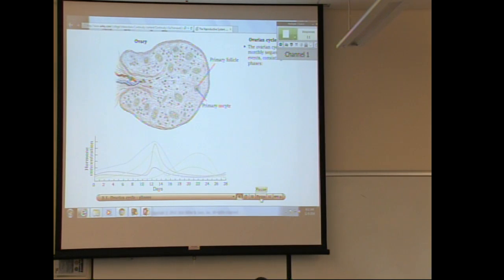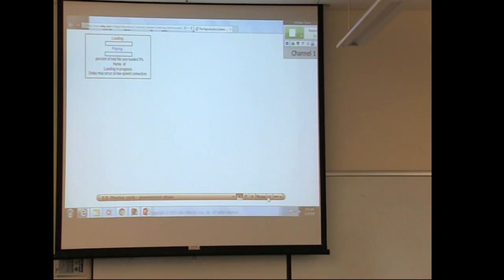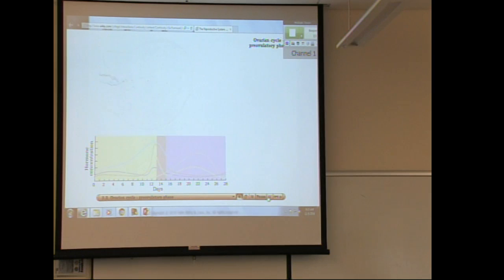The ovarian cycle is the monthly sequence of events that takes place in the ovaries. The three phases of the ovarian cycle are the pre-ovulatory phase, the ovulatory phase, and the post-ovulatory phase. Just looking for a few words for each of these stages.